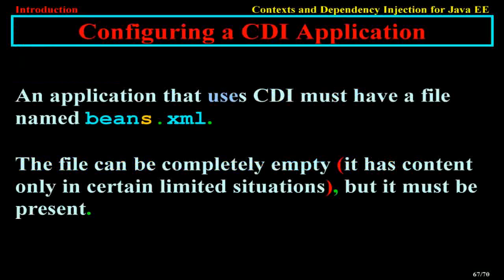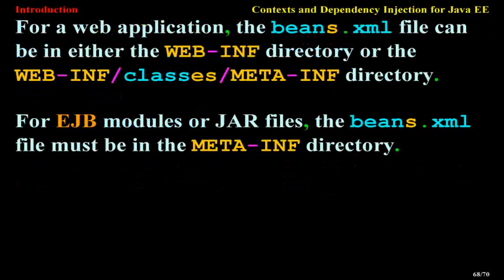Configuring a CDI application. An application that uses CDI must have a file named beans.xml. The file can be completely empty. It has content only in certain limited situations, but it must be present. For a web application, the beans.xml file can be in either the WEB-INF directory or the WEB-INF/classes/META-INF directory. For EJB modules or JAR files, the beans.xml file must be in the META-INF directory.